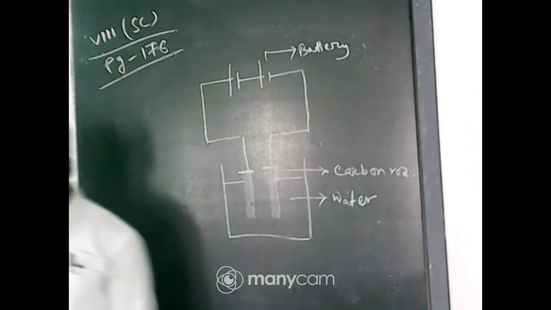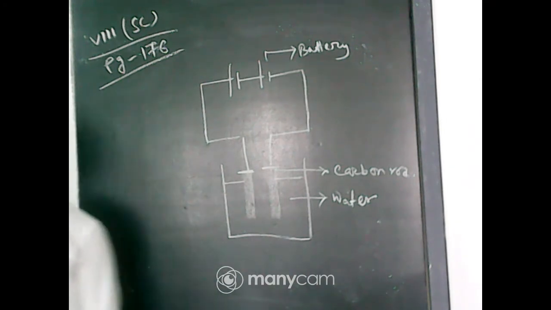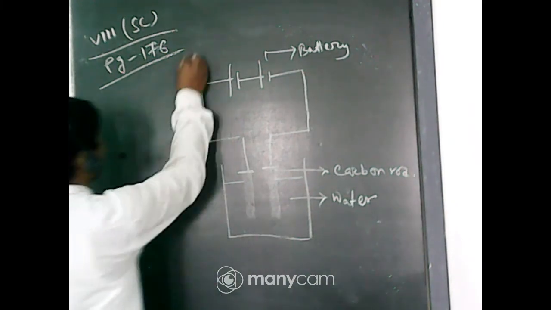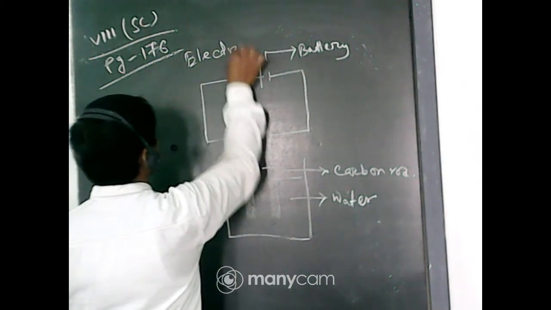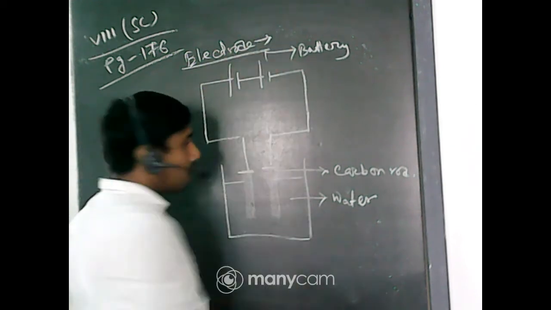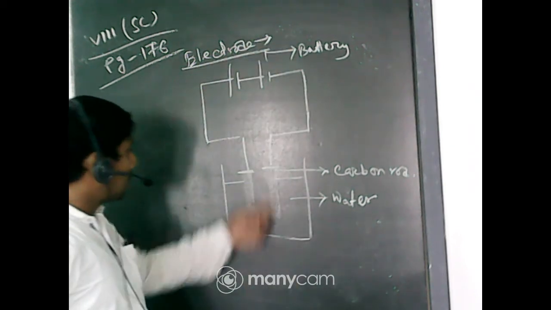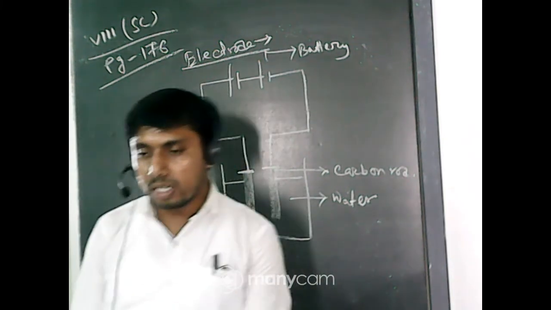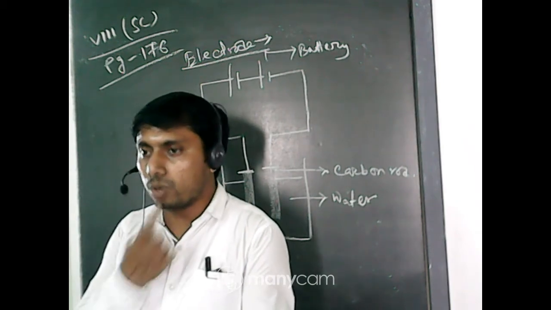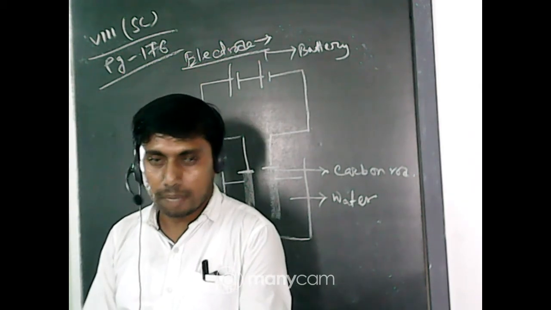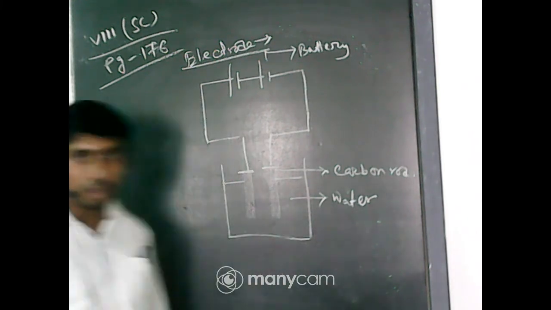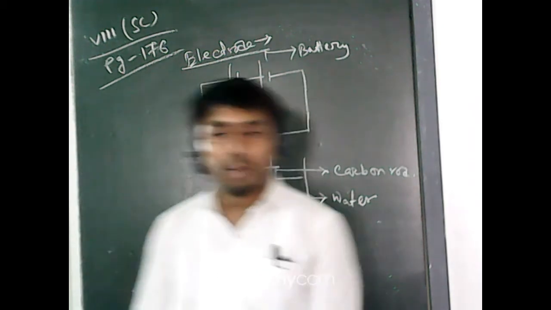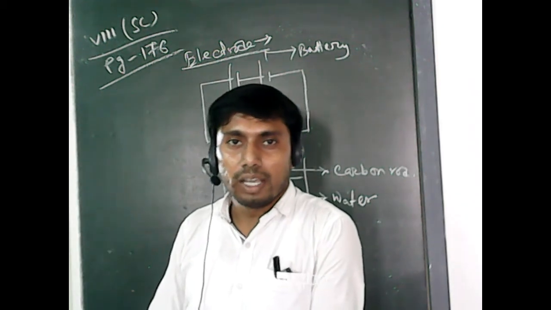Now notice that there is a bold word, electrode. What is an electrode? This part, the carbon rod, is called an electrode. But what is the general definition of electrode? An electrode is the substance by which the electricity is passed into the solution.